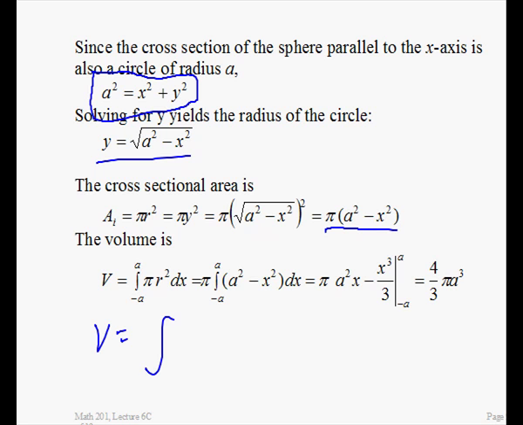The volume then is the integral from minus a to a of the area times dx. So for area, I substitute pi times the quantity a squared minus x squared. Carrying out the integration, I get 4/3 pi a cubed, which is what is expected for the volume of a sphere of radius a.